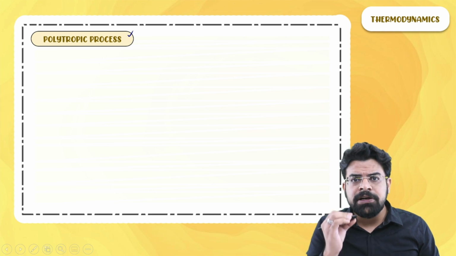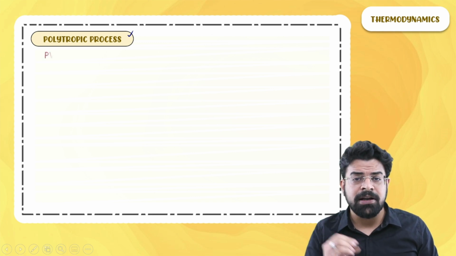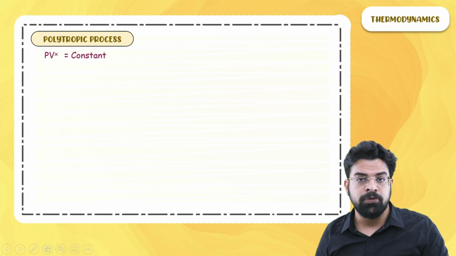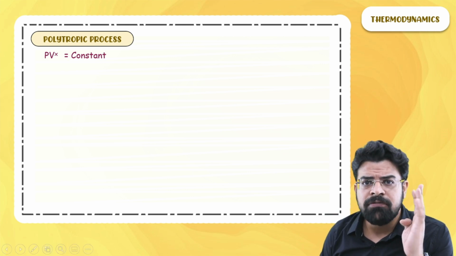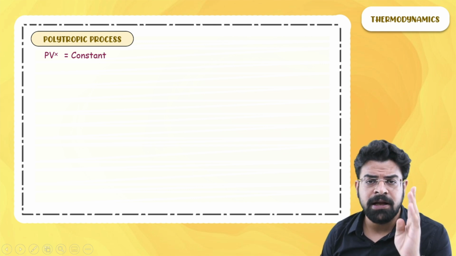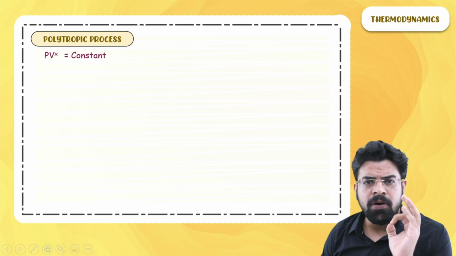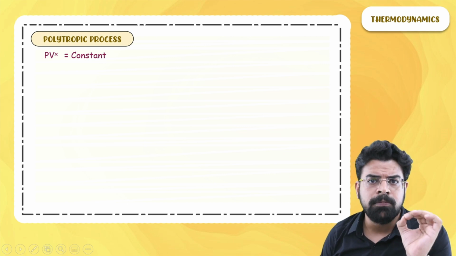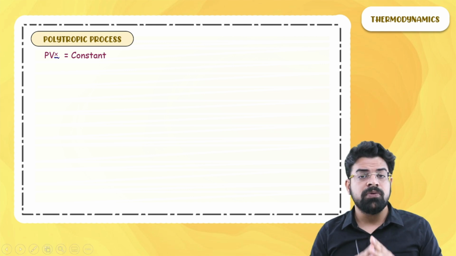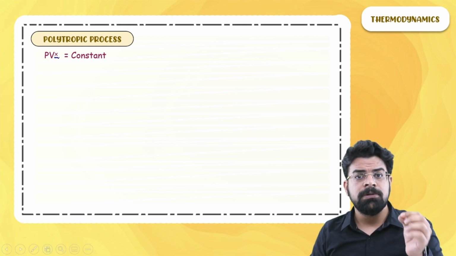What is a polytropic process? A process that can be written in the format PV raised to power of x equals constant is called a polytropic process. In the last hour, we have learned about four processes: isochoric, isobaric, adiabatic, and isothermal. You can study all of them if you know just the polytropic process. Just by changing the value of x, you can derive all processes from the polytropic process.